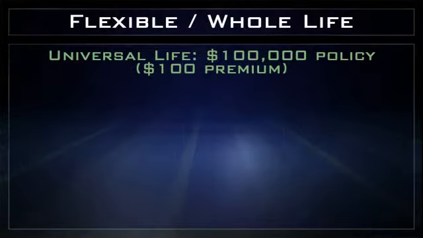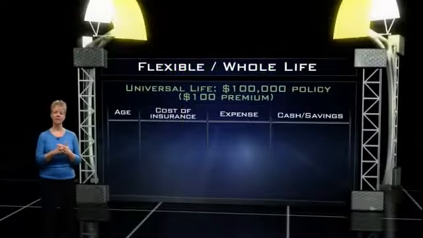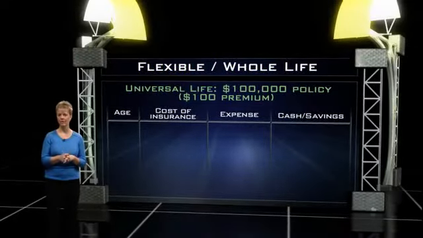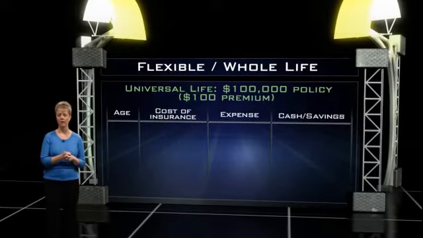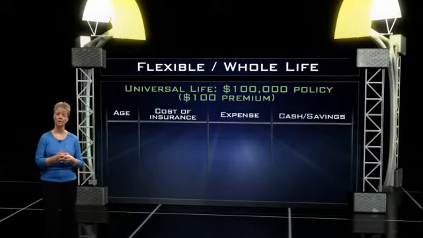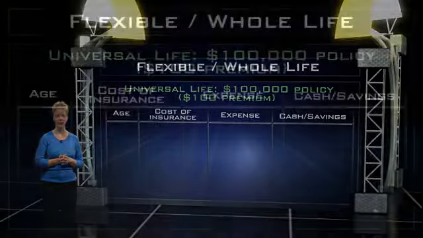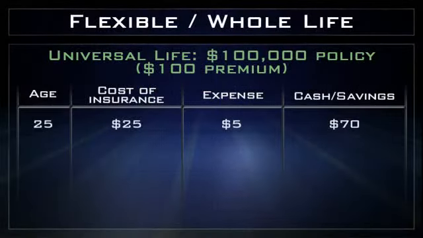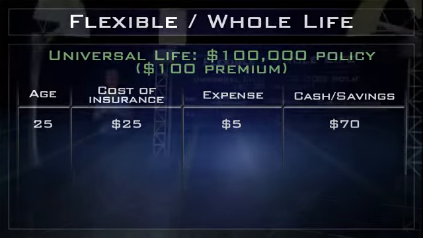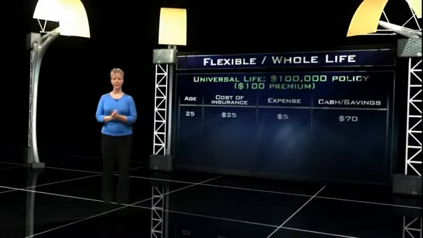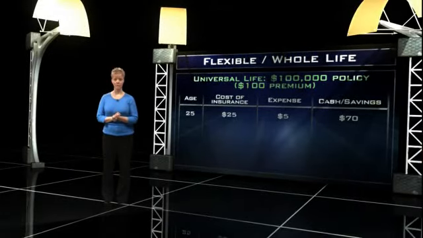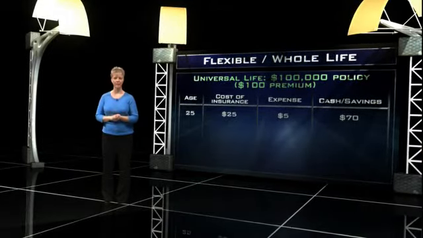Take a look at the chart behind me and you'll see exactly how a universal life policy works, but let's walk through it together. Let's say, for instance, you have John who owns a $100,000 policy and he starts this policy when he's 25. His planned premium is $100 a month. With a universal life policy, the first amount of money that comes out of that premium is the insurance cost. And in John's case, it's $25.